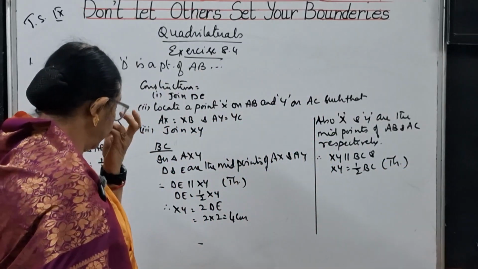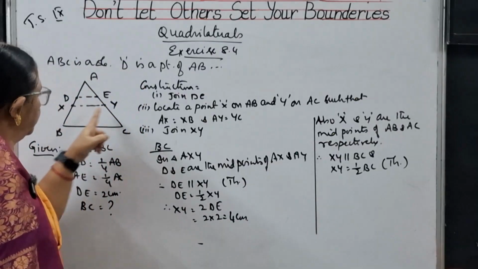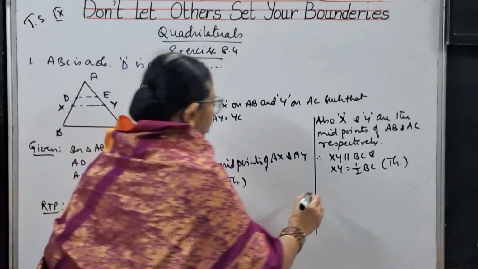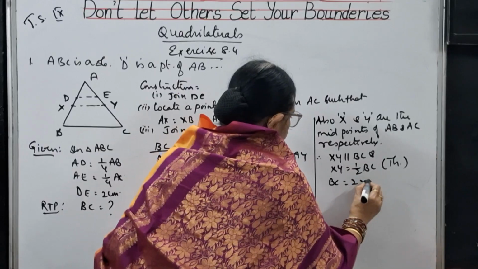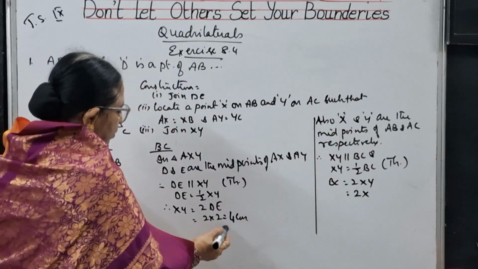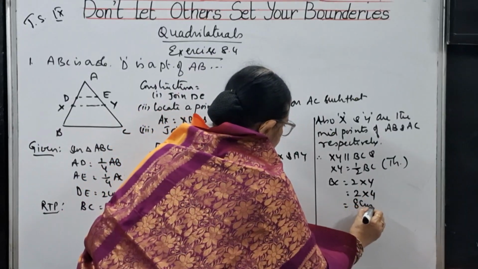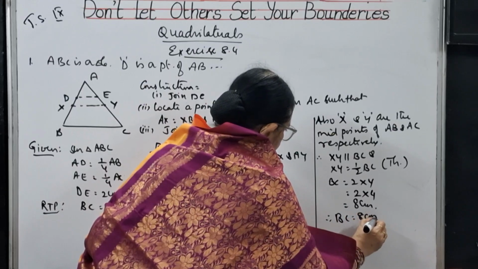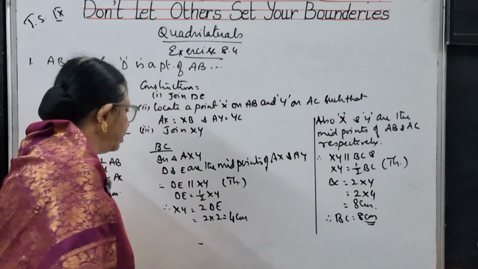I have taught you children, if a line is drawn through the midpoints of two sides of a triangle, it is parallel to the third side and also it is half of the third side. So what is BC? BC is equal to 2 times XY, that is 2 into 4, that is 8 centimeters. Therefore BC is equal to 8 centimeters. This is the solution for this problem, children.